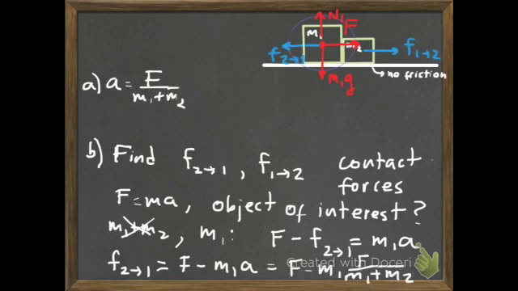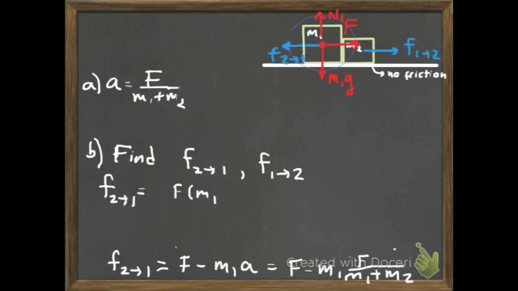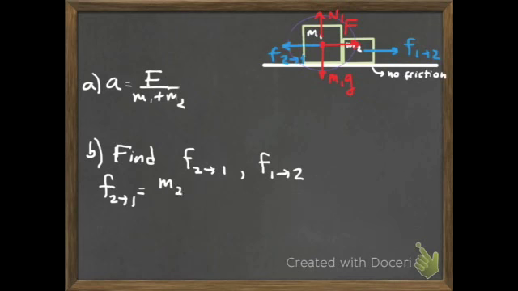We have already solved for the acceleration in the previous step. Therefore we can replace the value of the acceleration, F divided by (m1 plus m2), and we get the final answer for the force that 2 puts on 1. After cancelling some terms, we end up with m2F divided by (m1 plus m2). So we got that answer.